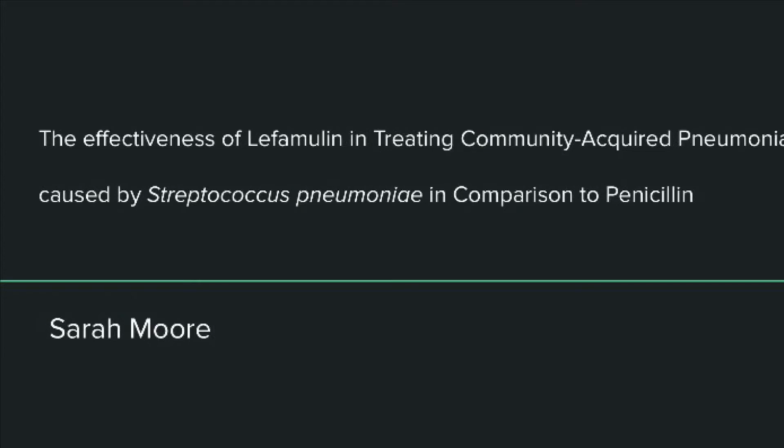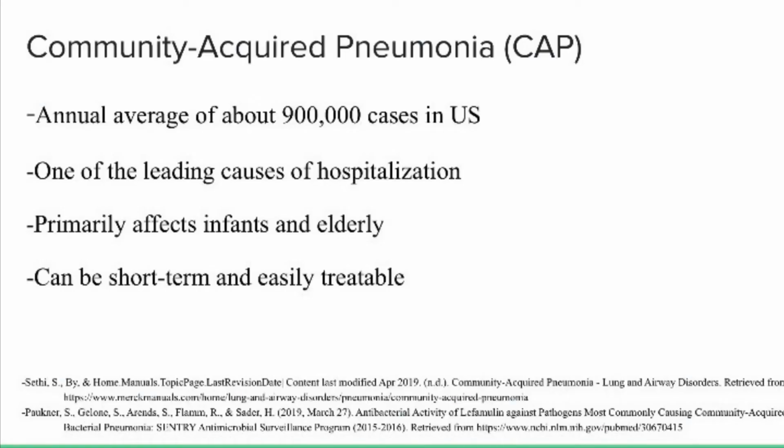This presentation discusses the effectiveness of lefamulin in treating community-acquired pneumonia caused by Streptococcus pneumoniae in comparison to penicillin. Community-acquired pneumonia is a common infection with an annual average of about 900,000 cases in the United States.